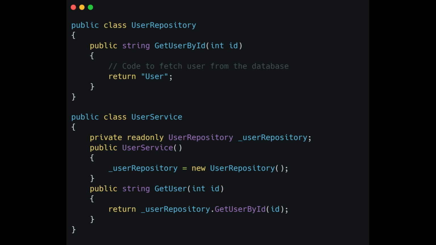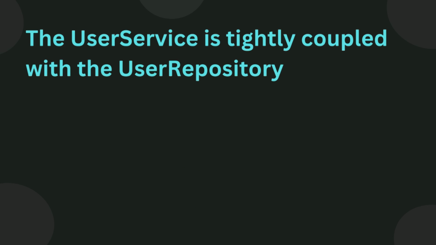We have a class UserRepository with method getUserById, and we have another class UserService which has a direct instance of UserRepository. The getUser method is using the instance of UserRepository to fetch users by ID. There are a few problems with this code. One is that UserService is tightly coupled with UserRepository.